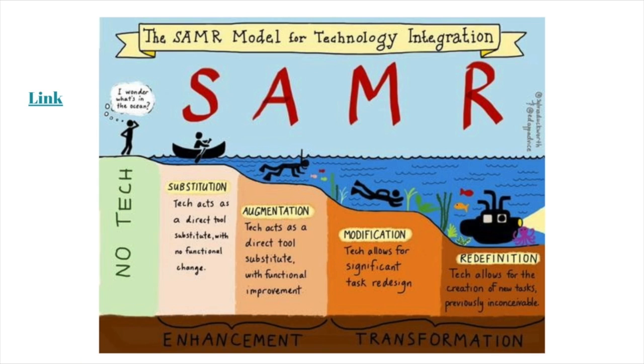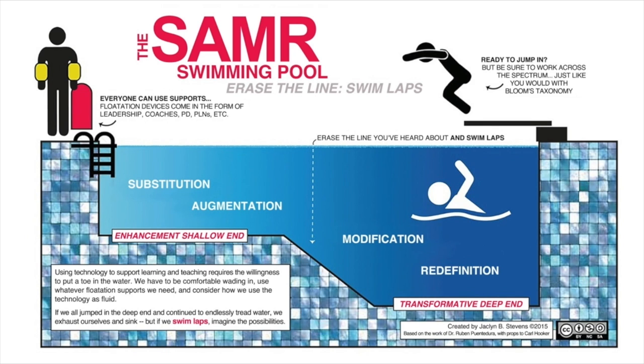So you have to ask what you're looking for. I like this one a lot because you see that at each level, the little swimmer is doing something different. Their purpose is likely different. For example, sometimes you want to ride in a boat. Sometimes you want to be in a submarine. So that is why I like this one so much. This is another one that I found really helpful. This is the one that I saw when I felt that I finally understood SAMR. So again, erase the line, we're all swimming laps.